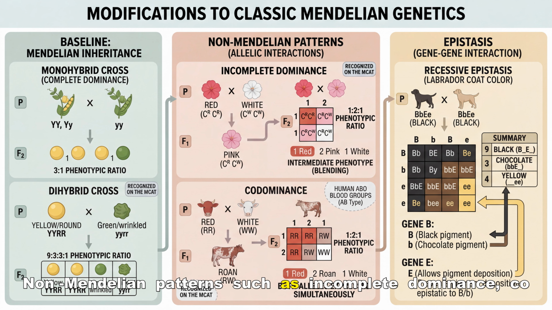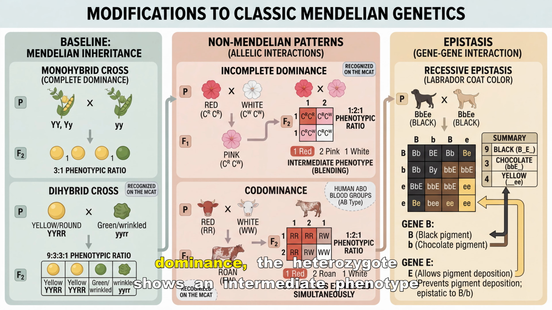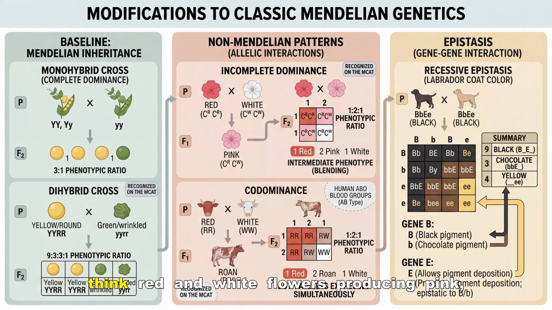Non-Mendelian patterns such as incomplete dominance, codominance, and epistasis modify classic Mendelian ratios and must be recognized on the MCAT. In incomplete dominance, the heterozygote shows an intermediate phenotype, think red and white flowers producing pink, yielding a 1:2:1 phenotypic ratio that mirrors the genotypic ratio.